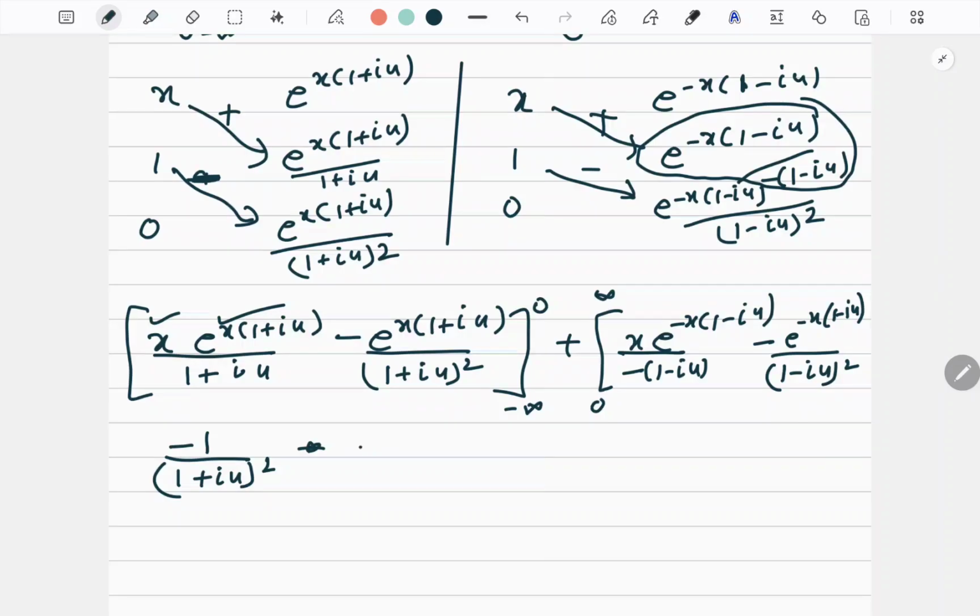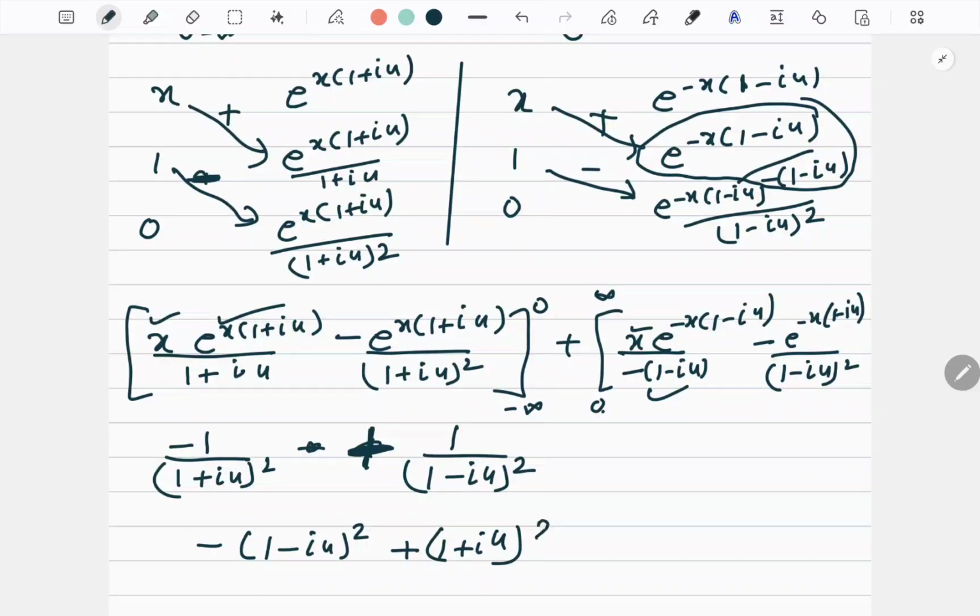Come to the next term, plus. Now if I put infinity, e to the power minus infinity is 0, e to the power minus infinity is again 0. So gone. Now put the lower limit, so minus. Now I am putting 0. If I put 0 here, this will become 0 because of this x. If I put 0 here, this will become plus, e to the power 0 is 1, 1 upon (1 minus iu) square. Correct? So this is plus. So I got minus (1 minus iu) square plus (1 plus iu) square.